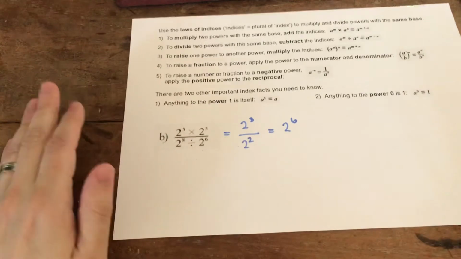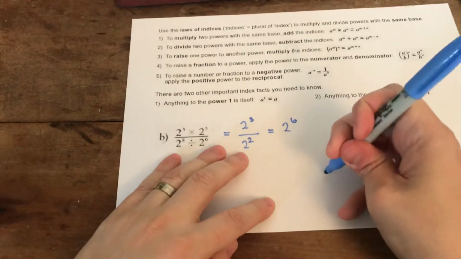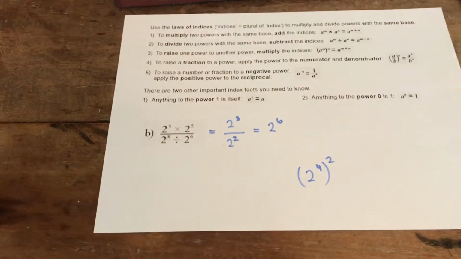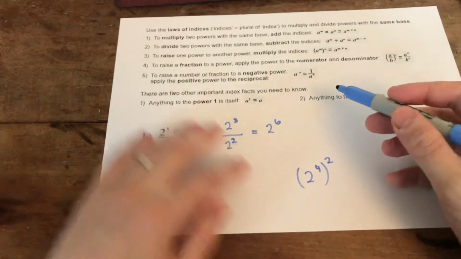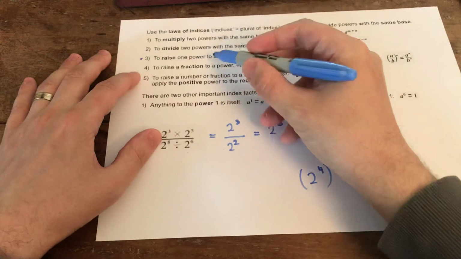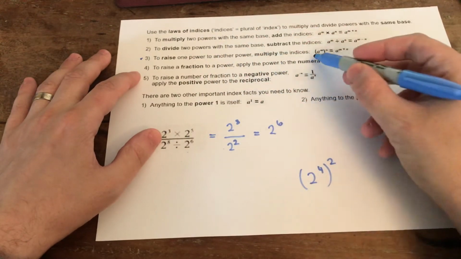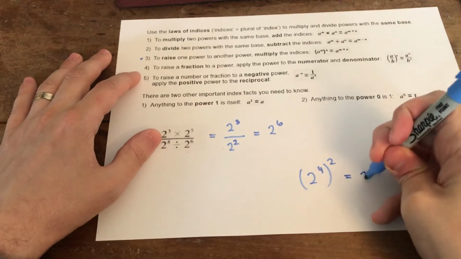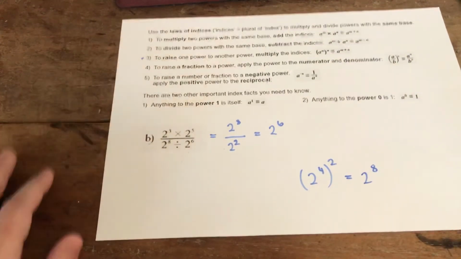Before I finish, I want to show you what to do when we have a bracket. So say we have 2 to the power of 4, in brackets, to the power of 2. If you have a question like this, our third rule says we raise one power to another power, multiply the indices, and that's what you do. You go 4 times 2, and that gives you 2 to the power of 8.